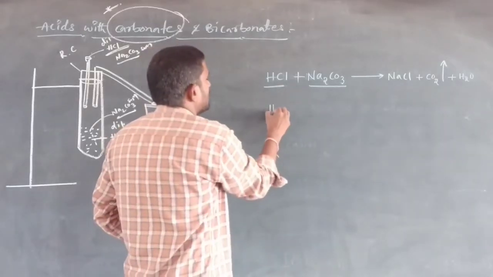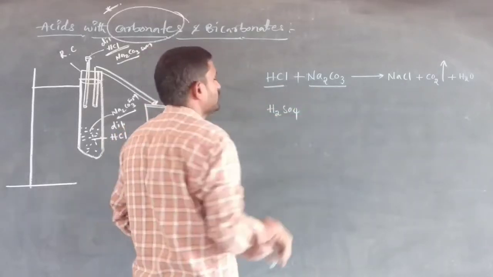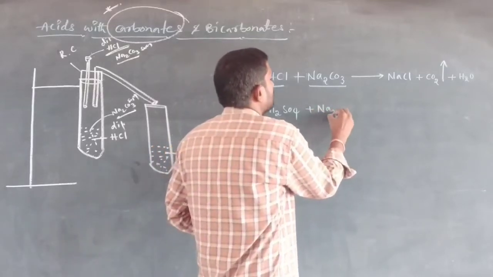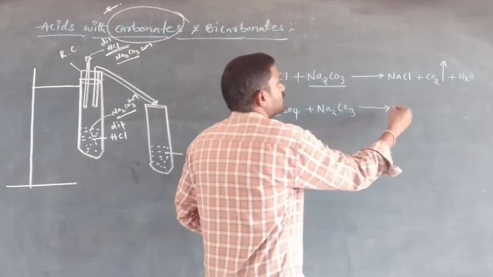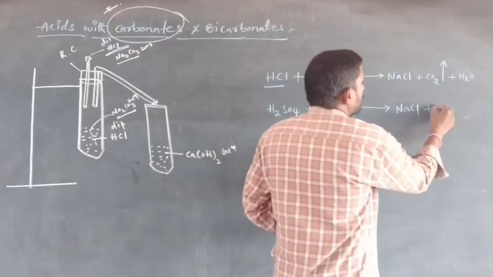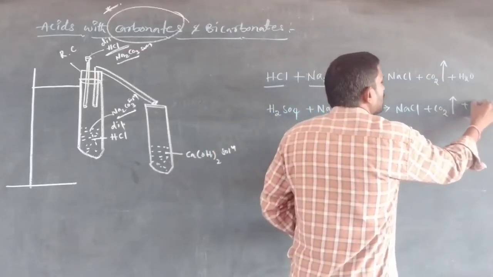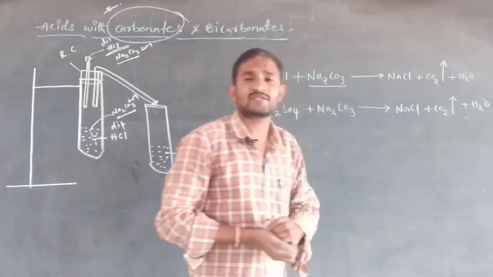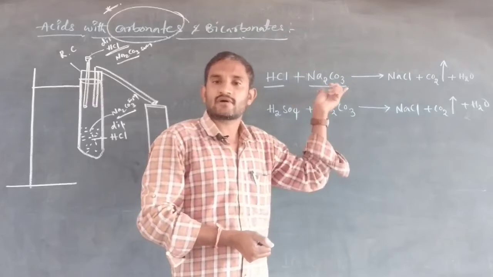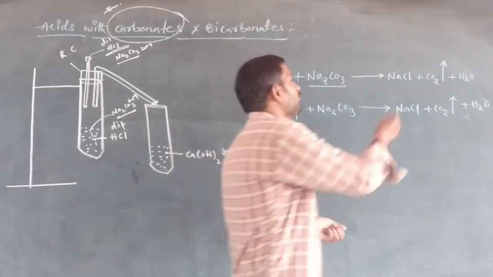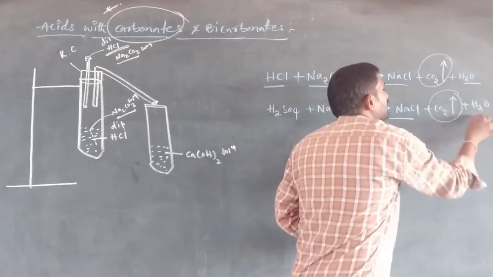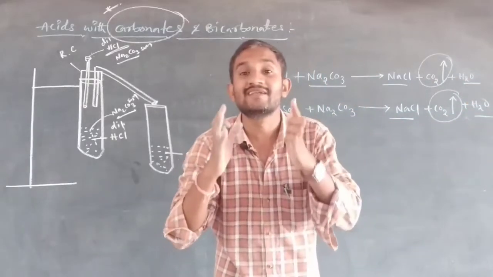Suppose we take another example, our king of chemicals, sulfuric acid H2SO4. It also reacts with Na2CO3, again forming a salt, then carbon dioxide, and again some amount of water is released. So by this reaction we conclude that when acids react with carbonates, the compound formed is a kind of salt, along with carbon dioxide gas and some water.